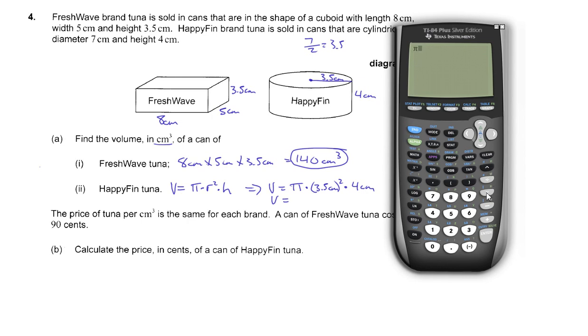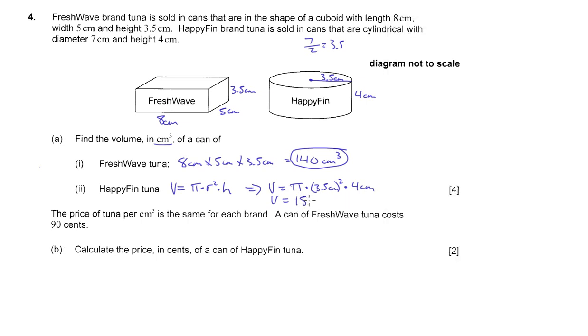Pi times 3.5 squared times 4 gives us 153.93. We're rounding this to 3 significant figures, so 153.9, the 3 is our third significant figure. The 9 tells the 3 to get bigger, so it is 154 cubic centimeters for the volume for the Happy Fin tuna.